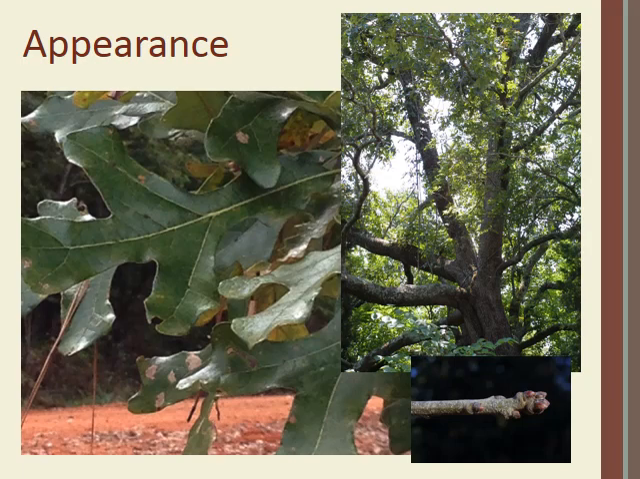Leaf type is simple. Leaf margin deeply lobed, parted. Leaf shape elliptical, oval. Leaf venation pinnate, reticulate. Leaf blade length 4 to 8 inches. Leaf blade width 3 to 4 inches.